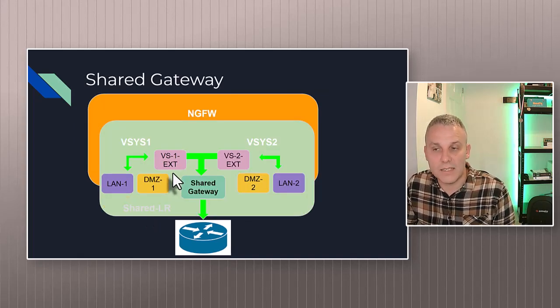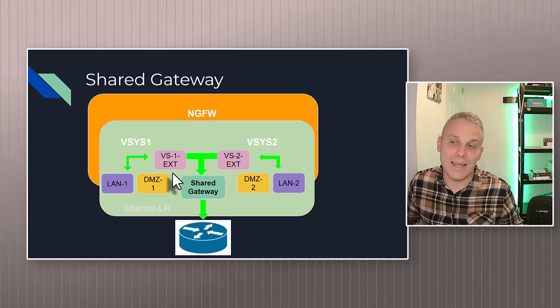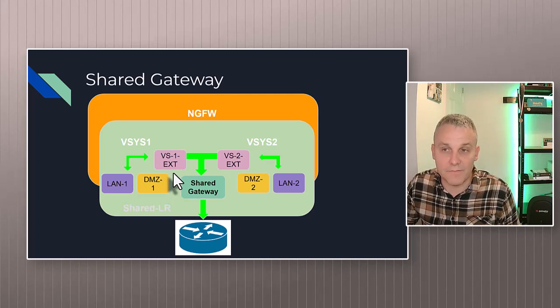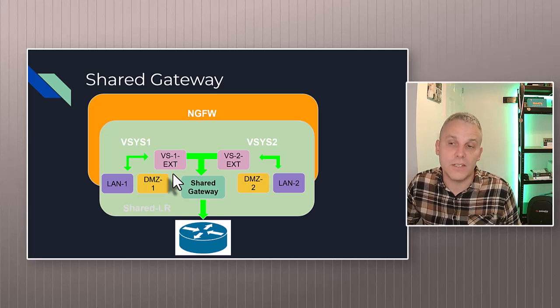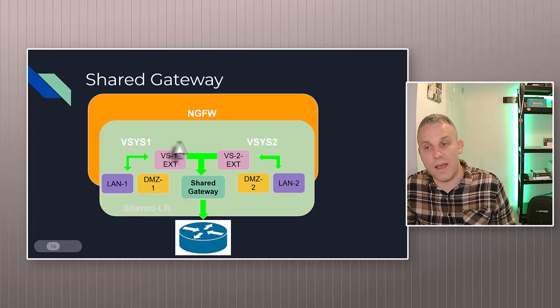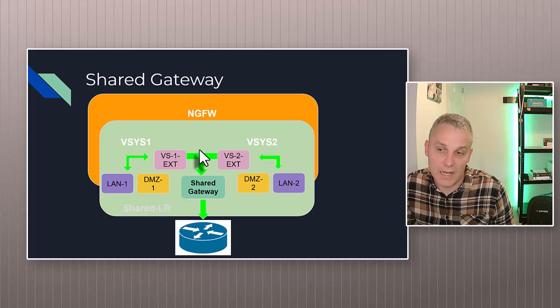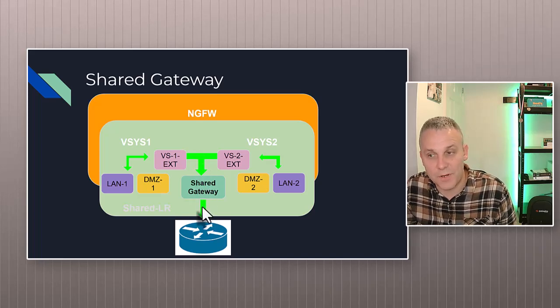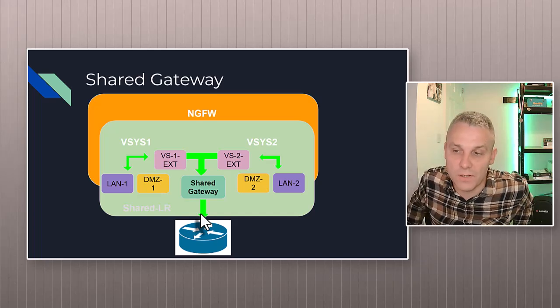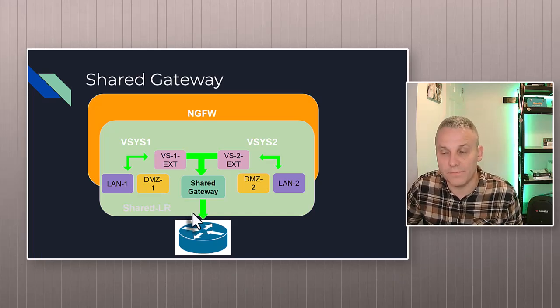And the last scenario we're going to look at is this shared gateway mechanism. Where previously we had dedicated virtual routers, logical routers, now we're going to have everything within a shared logical router, and the gateway, or the egress point that both virtual systems use to talk to the outside world, is going to be a shared gateway.